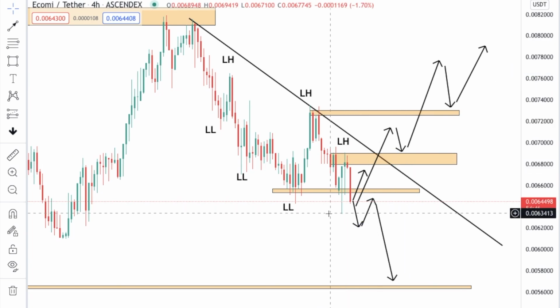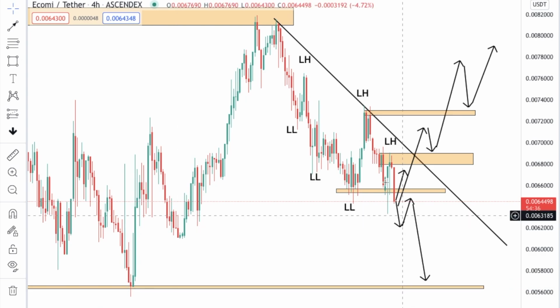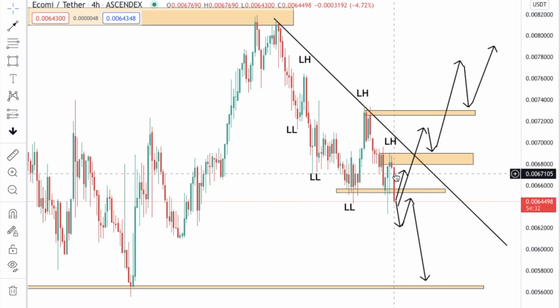I think right now we're still in indecision. We're still looking for that move to the downside. We're still looking for a double bottom formation around these levels of 0.0056. Let's see exactly what happens. We do have a beautiful bearish candle closing. We got to see it close actually. So let's see how it closes.